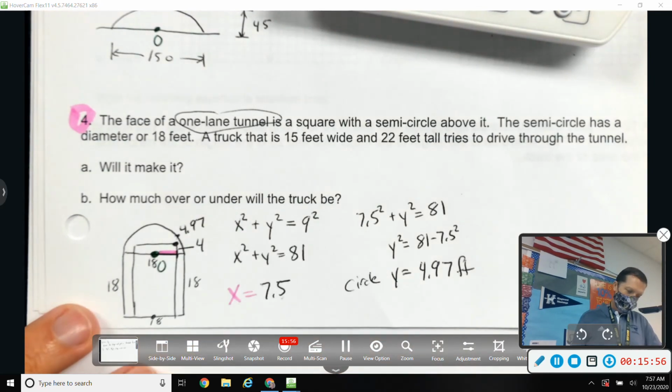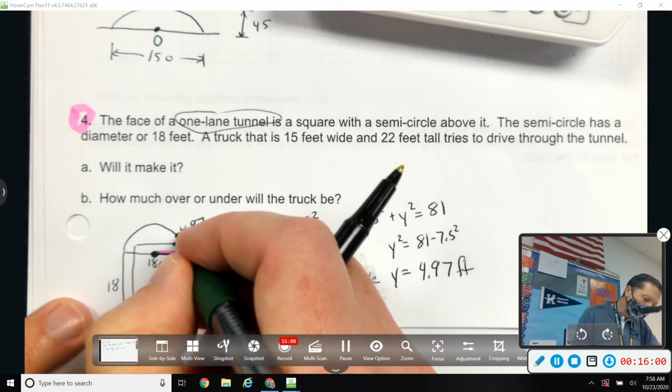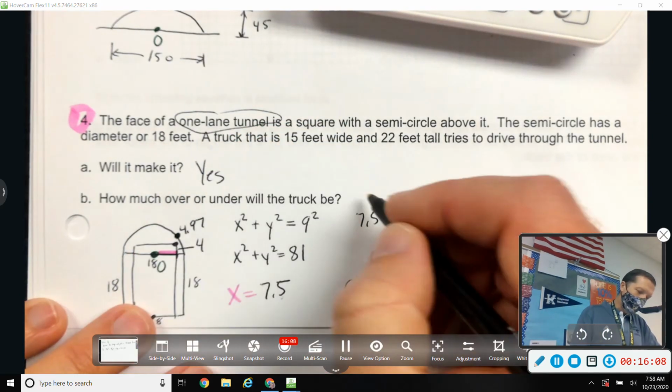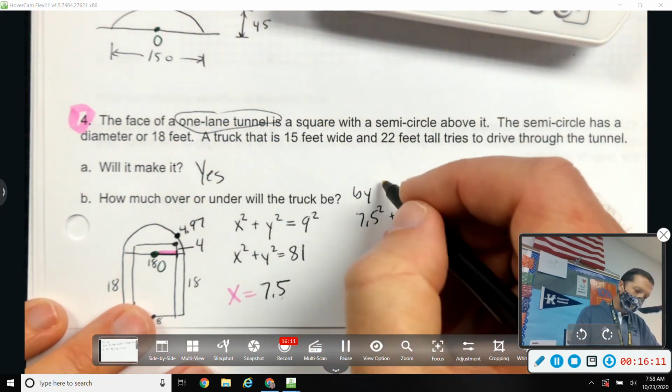I thought you were trying to get the point of the corner of the... Yeah, I probably said that wrong. Like we want to see where the... So it'll still fit. Will it make it? Yes. By how much? By 0.97.